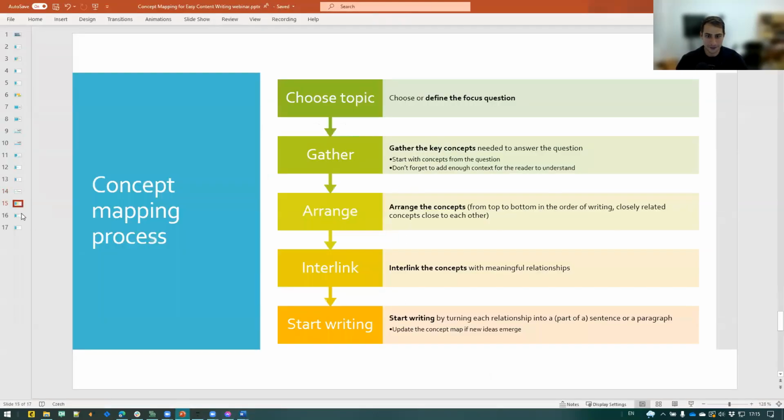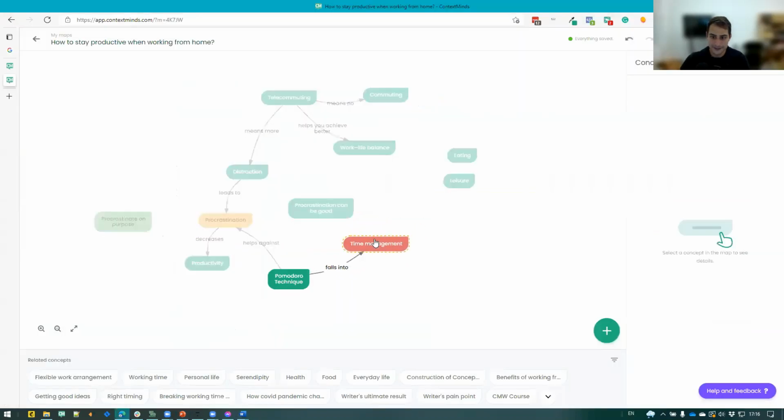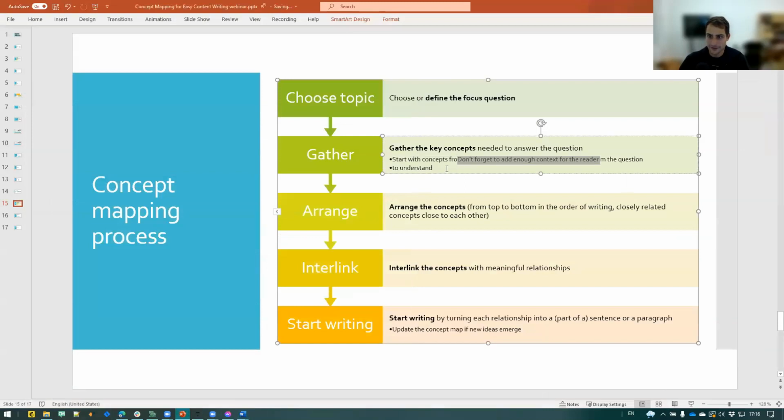Okay, so since we are over the original time limit, let's switch to a recap of the process. So it goes like this. First, you define the focus question. So choose the topic of what you want to write about or what you need to write about, but try to turn it into a focus question that gives you a better idea of how to build the map. Then you move on to gathering the key concepts. You start with the concepts from the focus question, and then you continue. You can either brainstorm or use your notes if you did some topic research and search for concepts there. And it's always good to add enough context, like these related concepts. If you remember, I added this time management here to put into context this concept of Pomodoro technique. So that's quite important.